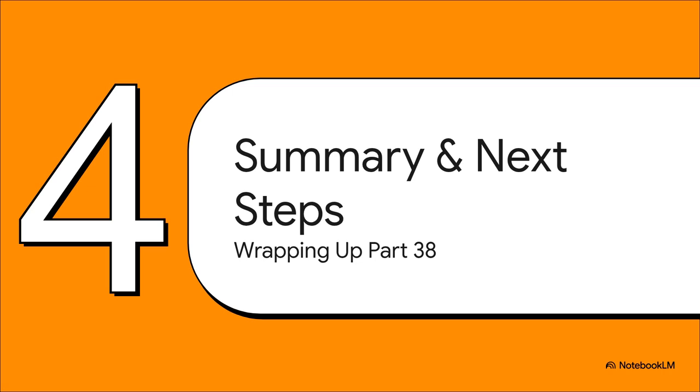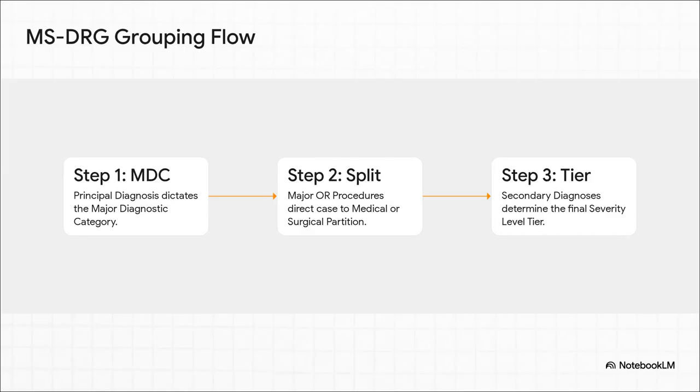Okay, wrapping things up with Section 4, Summary, and Next Steps. Let's just quickly retrace the entire journey of a medical chart through the grouper. Step 1, the principal diagnosis establishes your major diagnostic category. Step 2, the presence or absence of a qualifying major procedure directs the case down either the medical or surgical partition. And Step 3, the presence of specific actively treated secondary diagnoses dictates the final severity level tier, whether that's no CC, CC, or MCC, which ultimately drives the relative weight and the final reimbursement.